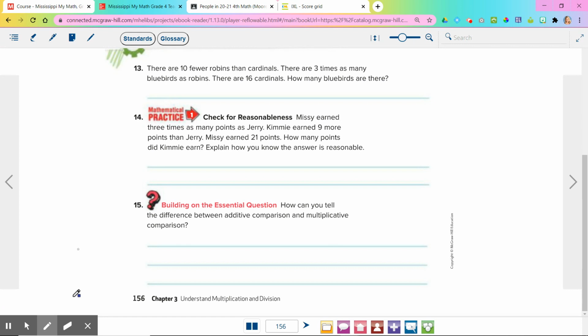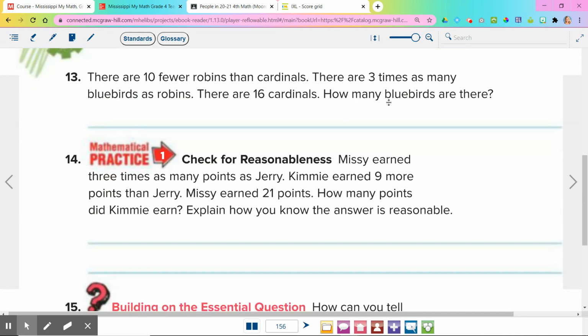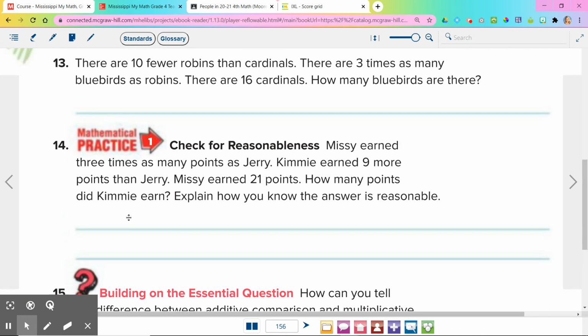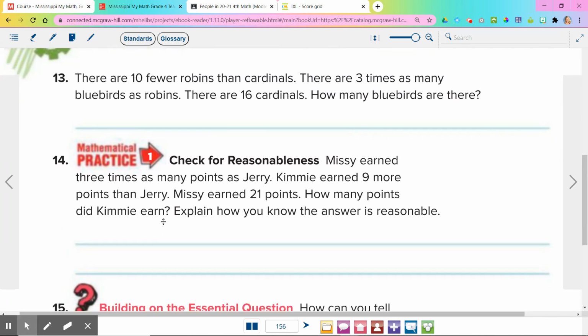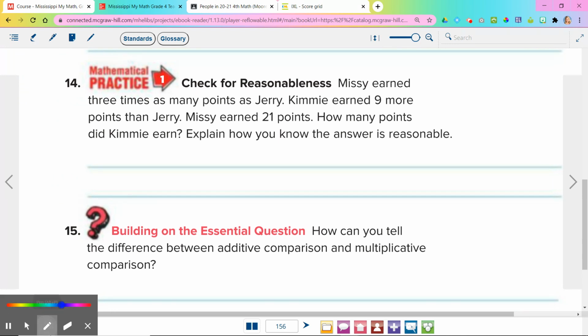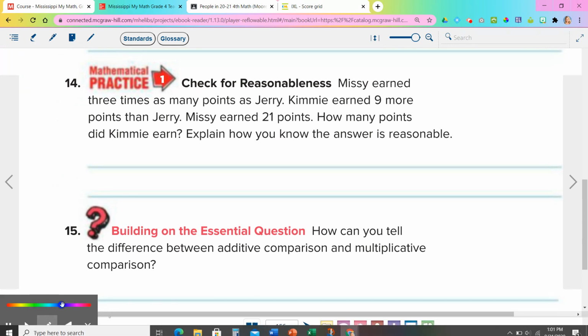All right, I want to look at number 14 together because this is another one that confuses my classes each year. And I want to kind of show you how to work it. Number 14 is going to be similar to how you have to figure out number 13. So whenever you get to number 13, just kind of do the same thing that we did here.